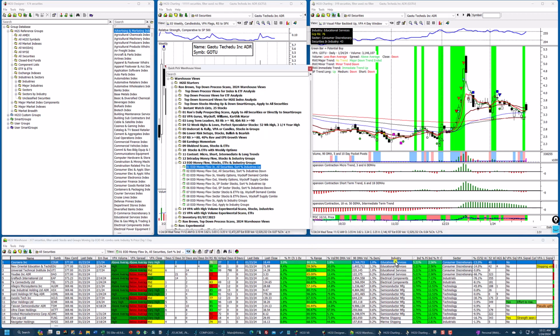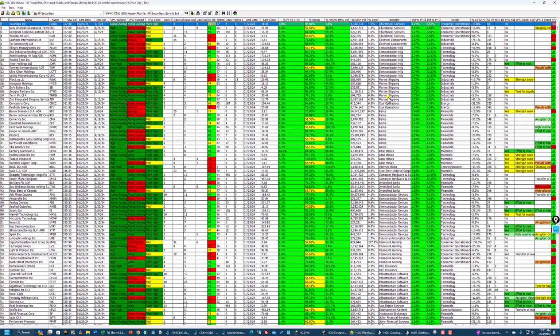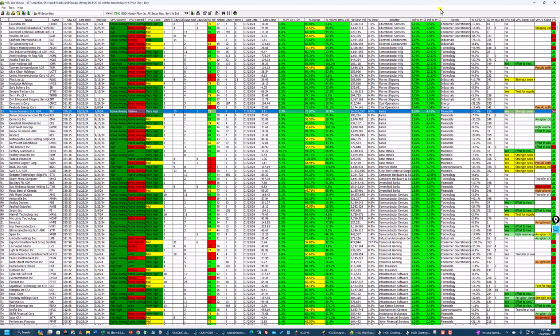So the industries, you can see the sort is on the industries: educational services, semiconductor, manufacturing, and so on. Let me make this full screen and you can see it better. But these were the groups that were up and the stocks that were up. Notice that the percent range is all green or yellow. There's nothing down in the red. And here's one at 51.55. It passed the criteria in the bank.